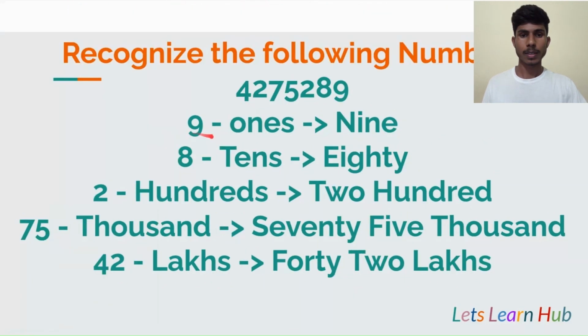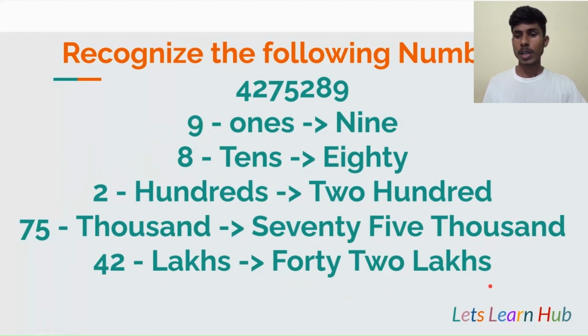Let's see. 9 ones will be 9, 8 tens will be 80, and 200s will be 200, and we are combining this 5,000 and this 70,000. So we'll get 75,000. This is 75,000, and we are combining this 2 lakhs and this 40 lakhs, and we will get 42 lakhs. This is 42 lakhs.